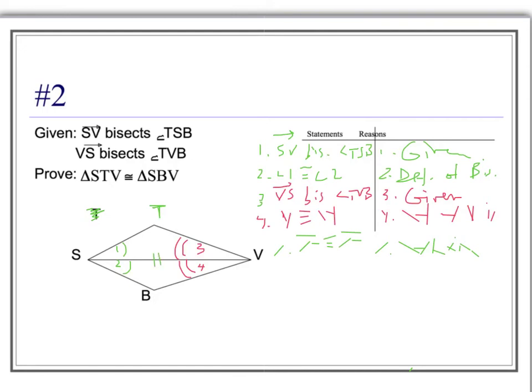The relevance is that you notice SV is the bottom of the top triangle and it is the top of the bottom triangle. Now, based on my tick marks, it should be clear and it should be obvious that we have angle, side, angle in the top triangle, angle, side, angle in the bottom triangle. So we can make our proof statement. Triangle STV is congruent to triangle SBV, of course, angle, side, angle.